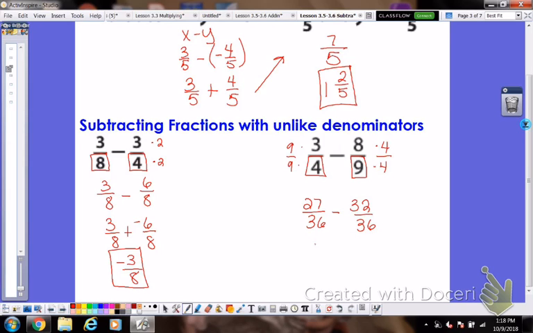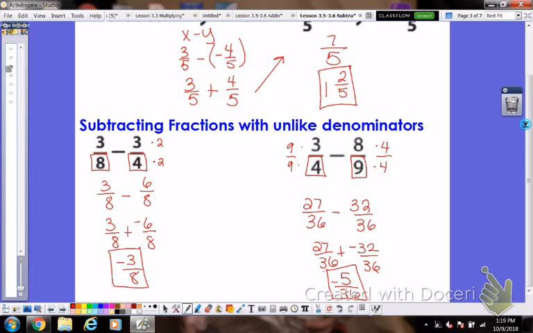36. We can rewrite this as an addition problem, so 27/36 plus -32/36. 27 plus -32 gives us -5 over 36. 5 and 36 do not reduce. So there is your final answer, -5/36.